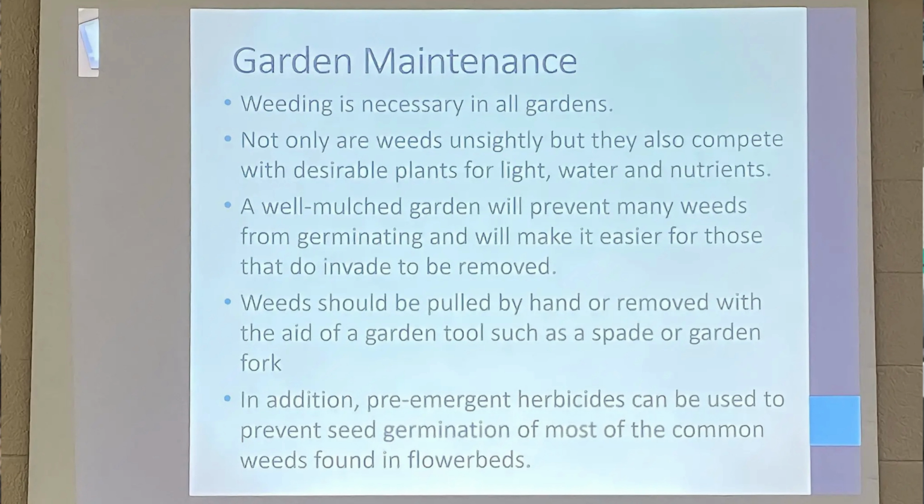Weeds should be pulled by hand or removed with the aid of a garden tool such as a spade or garden fork. In addition, pre-emergent herbicides can be used to prevent seed germination of most of the common weeds found in flower beds.